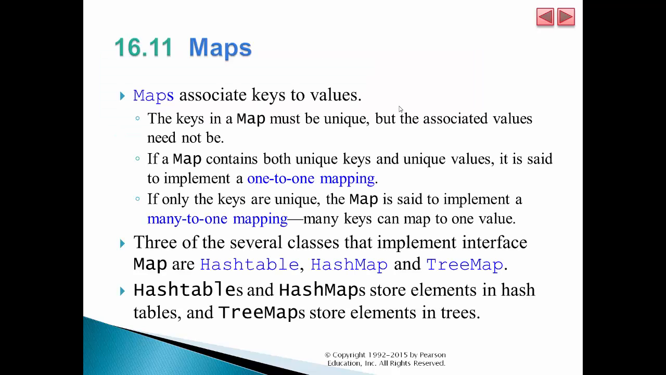Maps are not derived from the Collection class, but they can also be regarded as collections. What they do is mapping of two object sets. The way mapping is done in Java is many-to-one mapping. The keys cannot be duplicates, but the values can be duplicates. If your map contains both unique keys and unique values, you can call it a one-to-one mapping.